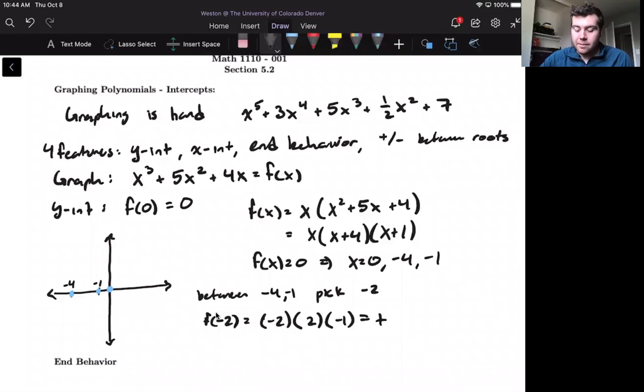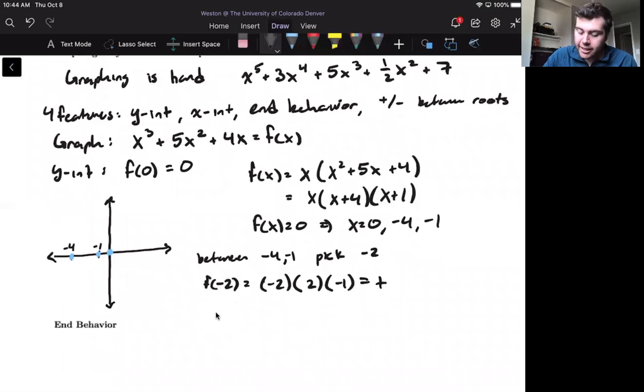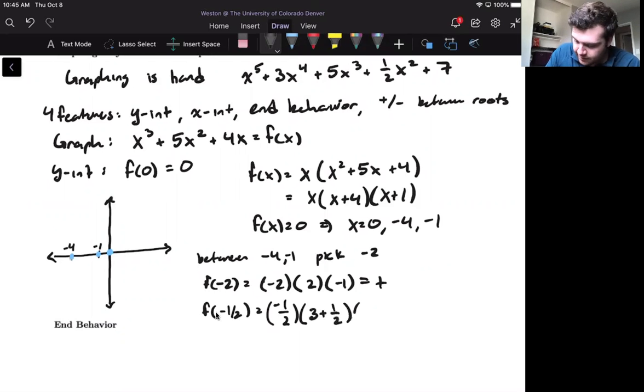All right, so we found that that's positive. And if we plug in, we can pick another point, this time between -1 and 0. So let's pick -1/2. So we'll get -1/2 times (-1/2 plus 4). That's 3 plus 1/2. And then -1/2 plus 1 is 1/2.